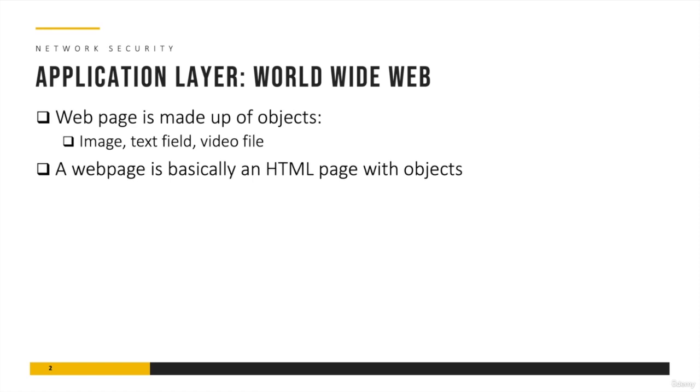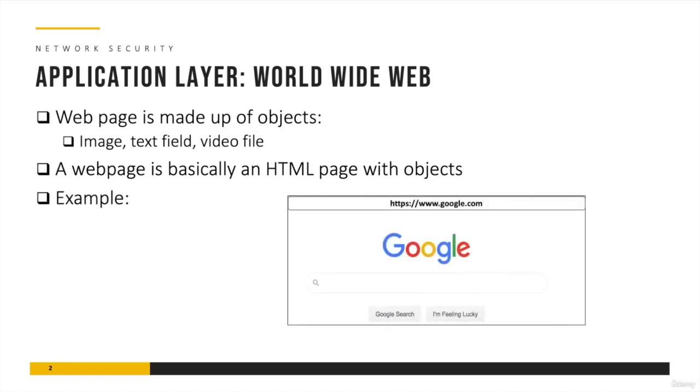Now every web page on the internet is made up of objects. Now what is an object? An object is anything which is an image, a text field, a video file. So basically anything that you see on a web page is an object. So a web page is basically an HTML page with different objects.